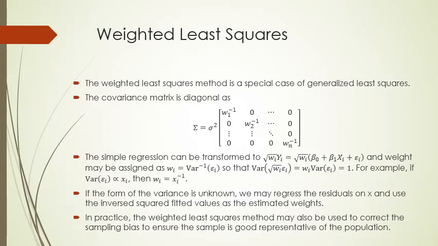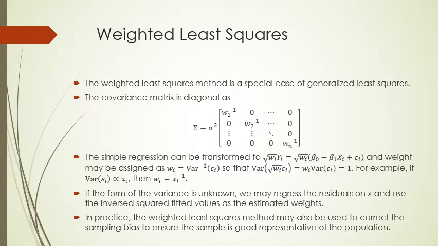Sometimes the errors are uncorrelated, but they have non-constant variance. Thus, the homoscedasticity assumption is violated. As discussed previously, we may use a transformation to improve the variance homogeneity. We may also use the weighted least squares to improve the homoscedasticity when the form of the variance is known. The method is a special case of generalized least squares.